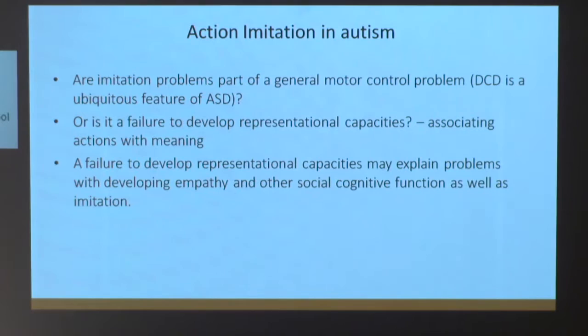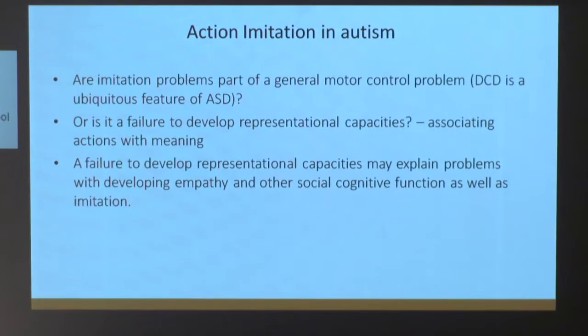But that could be for all sorts of reasons. Because we've got a correlation, it doesn't mean causation. Imitation is not necessarily going to be the cause of the social impairment.